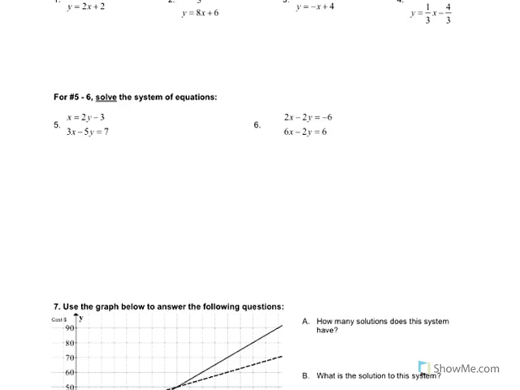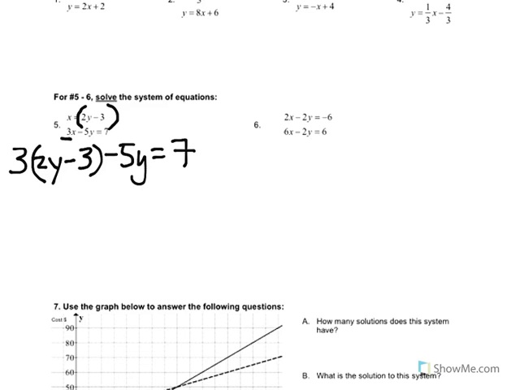And on number 5, I'm going to suggest that we use substitution, because this first equation says x equals, and since x equals 2y minus 3, I'm going to take 2y minus 3 and substitute it for x in the second equation. So I'm going to say, instead of 3 times x, we're going to do 3 times 2y minus 3 minus 5y equals 7.